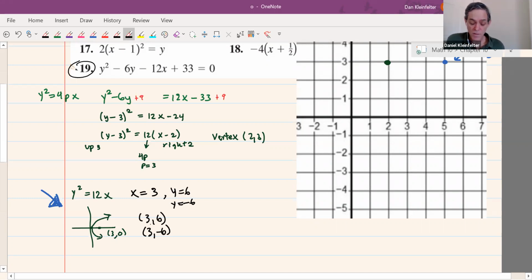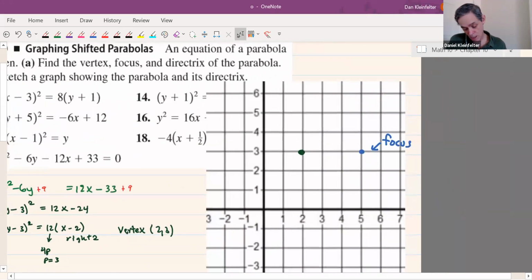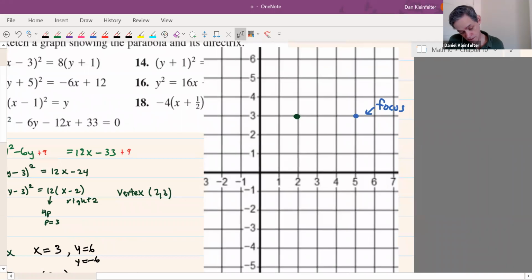All right, so the points 3, 6 and 3, negative 6 would be on the graph of my not shifted parabola. So from the vertex of my shifted parabola, I will go right 3 and then up and down 6 to generate additional points. So to go right 3 would put us at 6. I can go down 6 pretty easily. Right 3 and down 6. Down 6 will put us at a y coordinate of -3. And then we've gone right 3, so that is from an x coordinate of 2 to an x coordinate of 5.